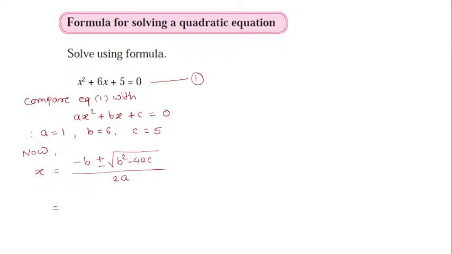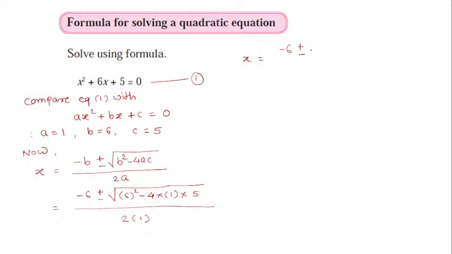Minus b, that is minus 6, plus or minus under root b square, that is 6 square, minus 4 into a, value of a is 1, into c, that is 5. So all these terms are under root sign, divided by 2 into a, that is 2 into 1. So we have x is equal to minus 6 as it is, plus or minus under root 6 square is 36, minus 4 into 1, that's 4 into 5, 20, divided by 2 into 1, that's 2.